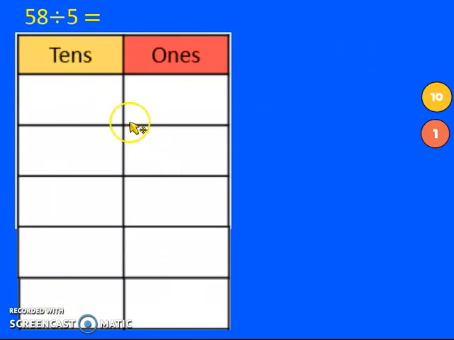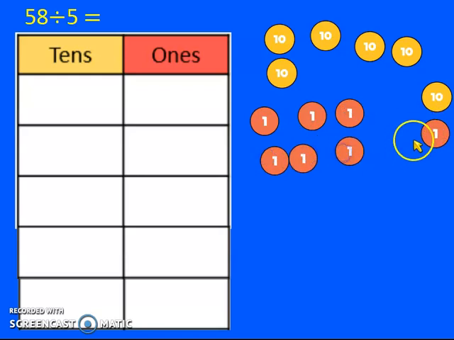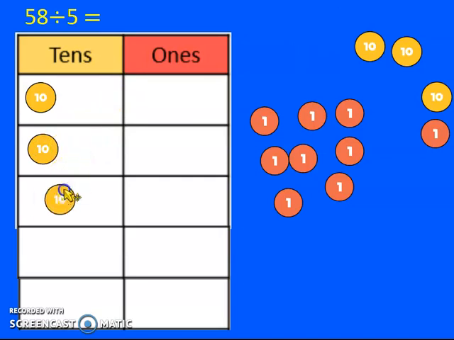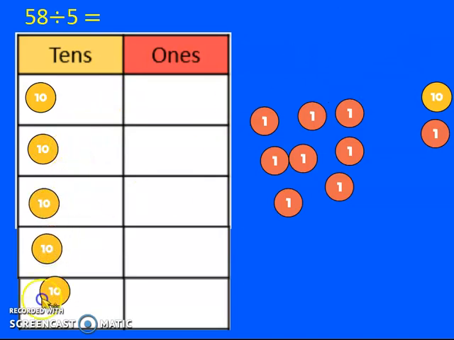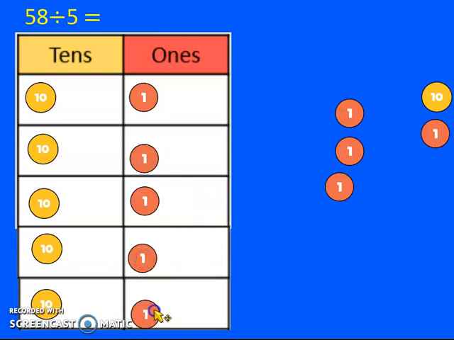Set it out really neatly, and remember we are dividing by 5, so we need 5 columns and 5 rows that go across. So to start off with, we need to make 58. 50, 1, 2, 3, 4, 5, 6, 7, 8. Let's share this into our place value grid. So we're sharing by putting the same number in each column. And we don't have any 10s left over, so let's move on to the ones. There we go, it's all got 1s in.